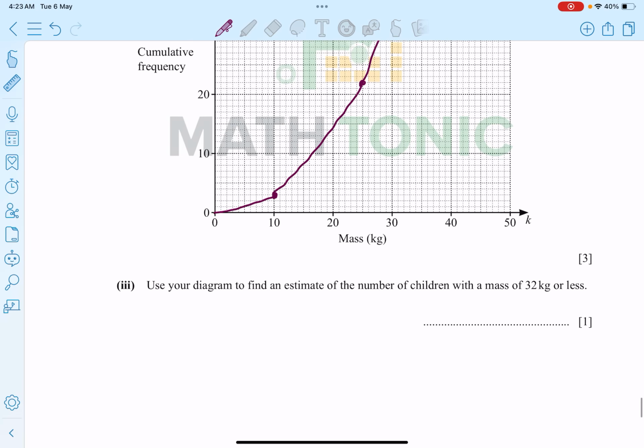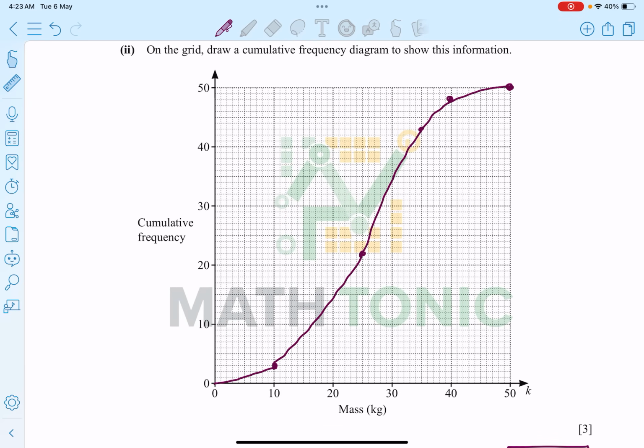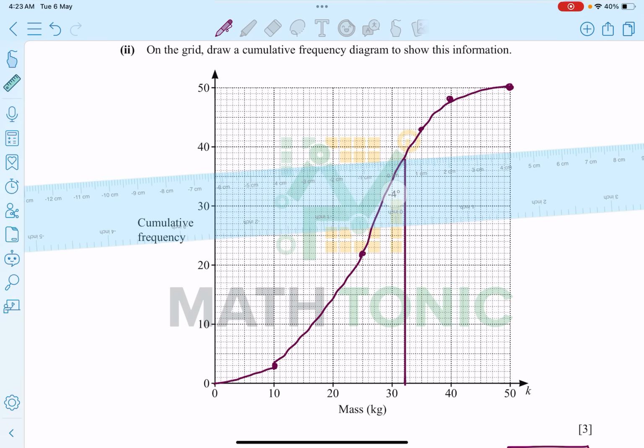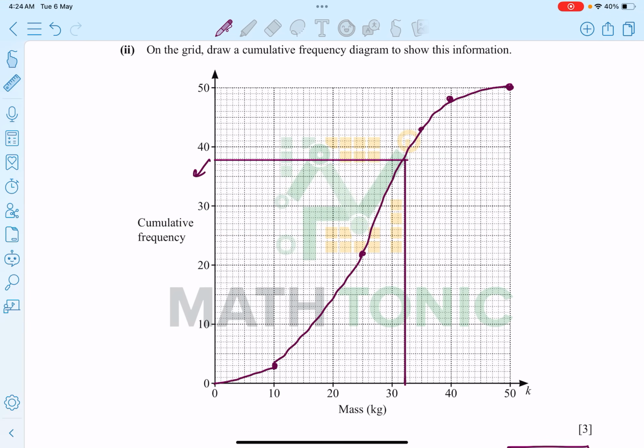Next part is given: use your diagram to find an estimate of the number of children with a mass of 32 kg or less. So what does it mean? 32 kg is lying on the x-axis. This is 32 kg, right? So I will draw a vertical line. It will be like this. Can you see this? It will intersect the graph at some point. From that you have to draw a horizontal line to the axis. Can you see this, everyone? Yes. Now this could be your answer.